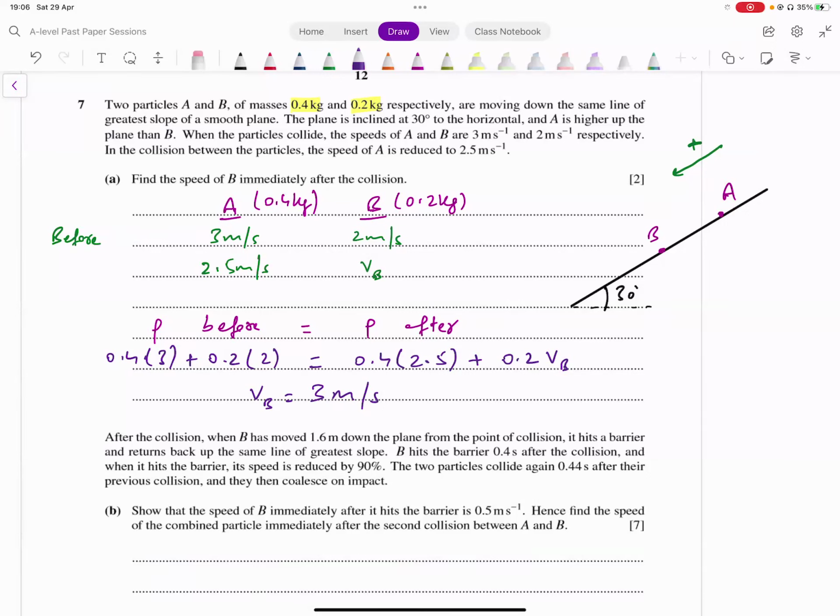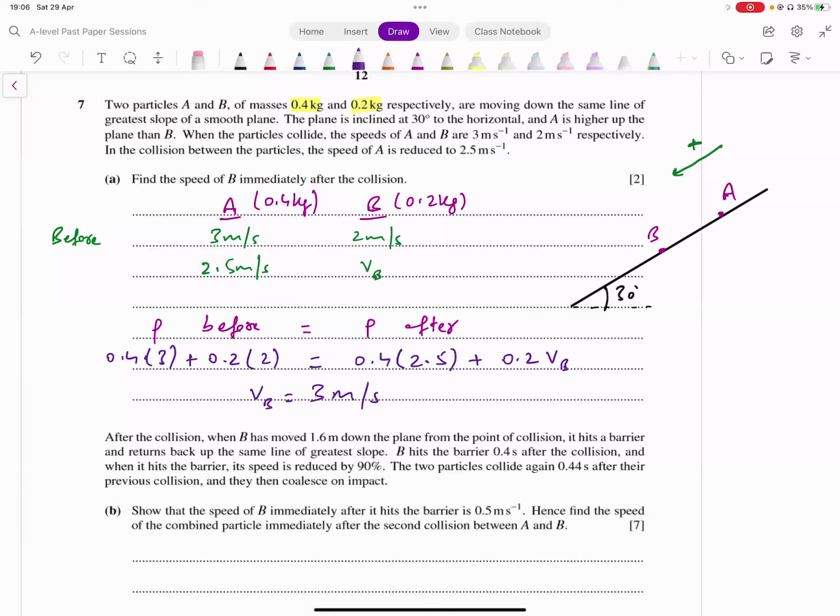Let's look at the next part. After the collision, when B has moved 1.6 meters down the plane from the point of collision, it hits a barrier and returns back up the same line of greatest slope. B hits the barrier 0.4 seconds after the collision, and when it hits the barrier, its speed is reduced by 90%. The two particles collide again 0.44 seconds after their previous collision, and then they coalesce in impact.